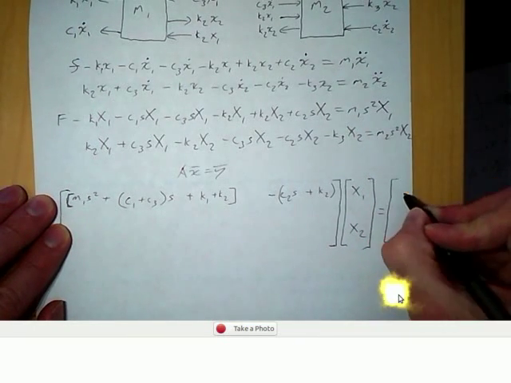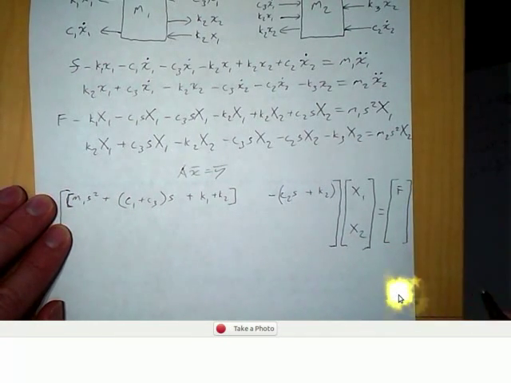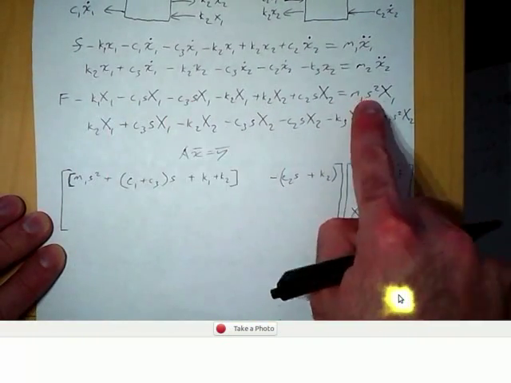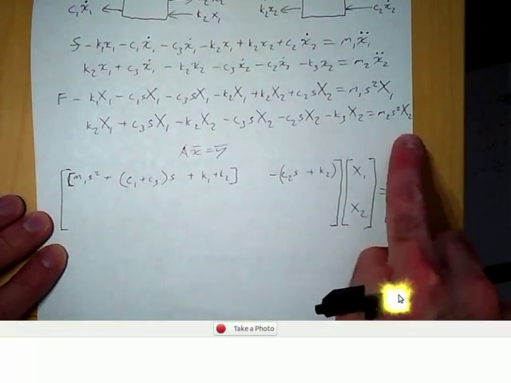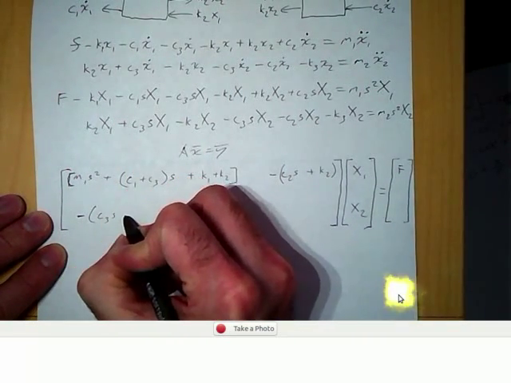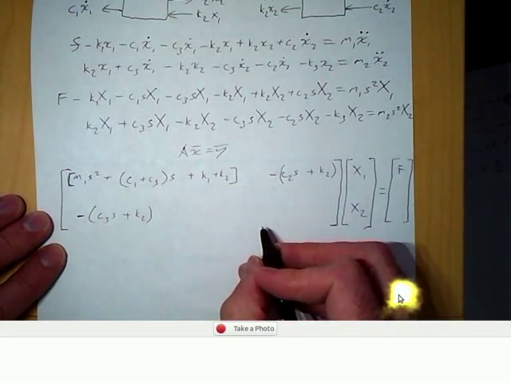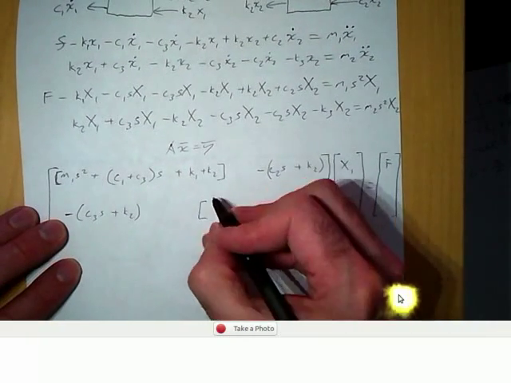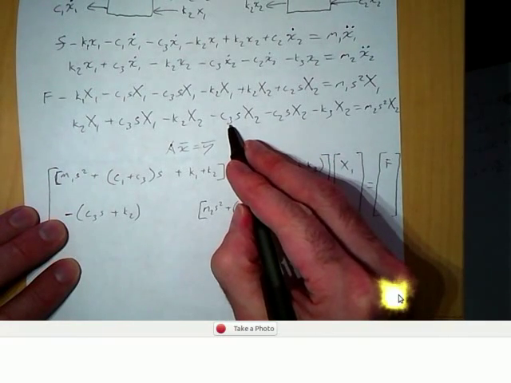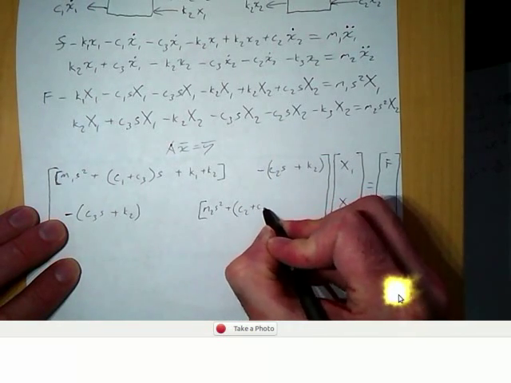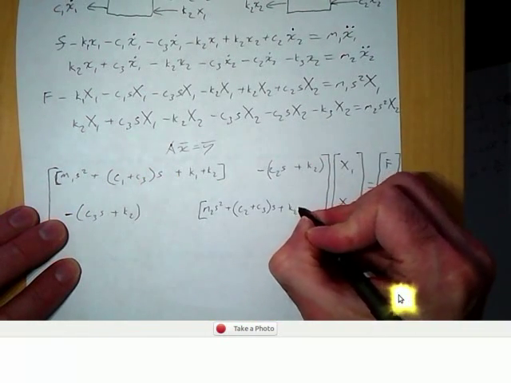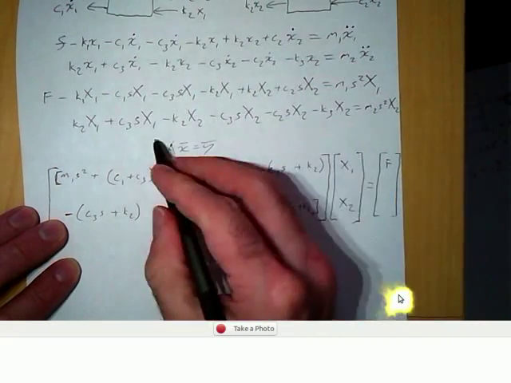And that is equal to the Laplace transform of the applied force. Doing the matrix multiplication, we end up with this first equation. Now we'll do the same thing for the second equation. So we end up with negative, these are the X1 terms, C3 S plus K2, and then the X2 terms, M2 S squared plus C2 plus C3 S plus K2 plus K3, and that's equal to 0.